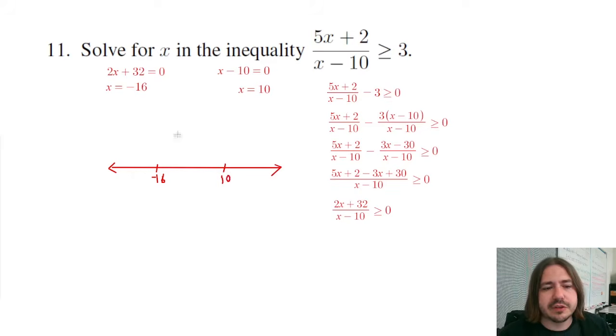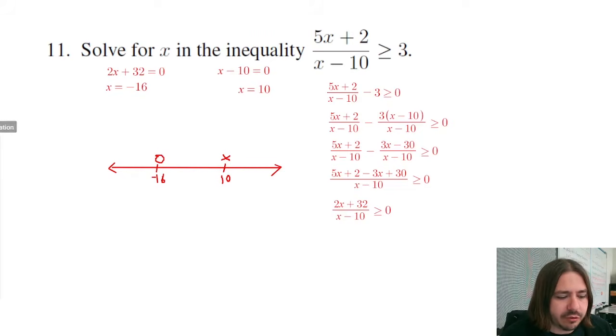So I'm going to substitute in any number I want that's in each of these intervals and just check to see if it makes the function positive or negative. And I'm looking for where it is either 0 or positive. We know that at 10 it makes the function undefined, so it can't be 0 there, but it definitely could be 0 here. So we know that we're going to include negative 16 in our solution set, but we're not really sure about any of these other intervals yet.